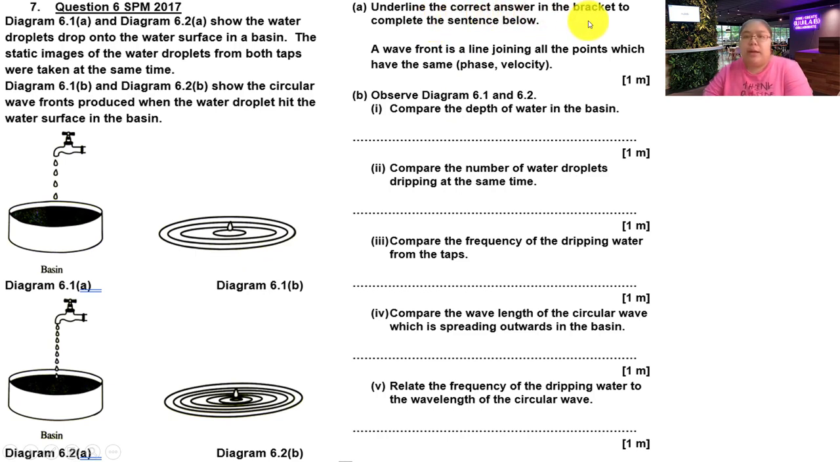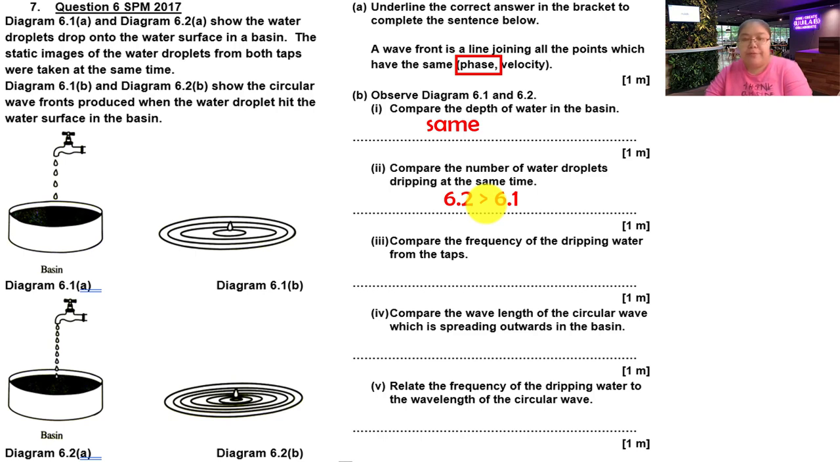Underline the correct answer in the bracket to complete the sentence below. A wavefront is a line joining all the points which have the same phase. Now we compare the depth of the water in the basin, which should be equal in both. So the answer is the same. Compare the number of water droplets. 6.1A is less. 6.2 is more than 6.1.